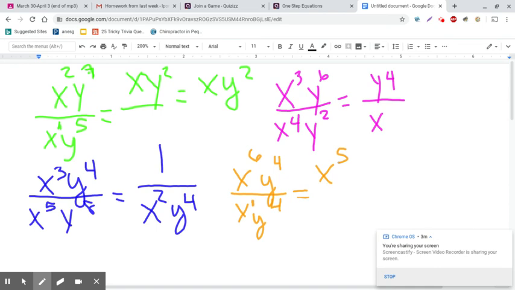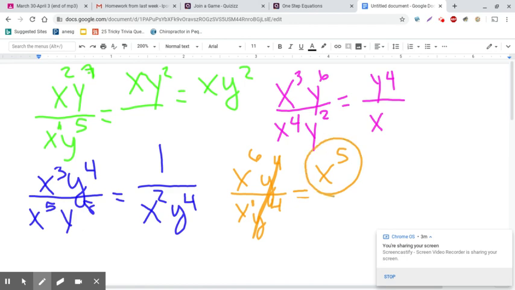Now we're going to look at the last two. We have y to the 4th over y to the 4th. But which one's bigger? Neither of them are bigger because 4 equals 4. So what would happen with these is they'd cross out. So you would actually only be left with x to the 5th.